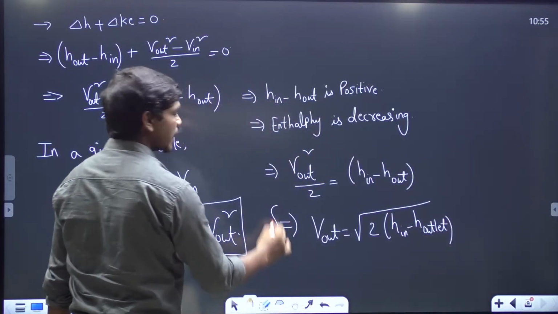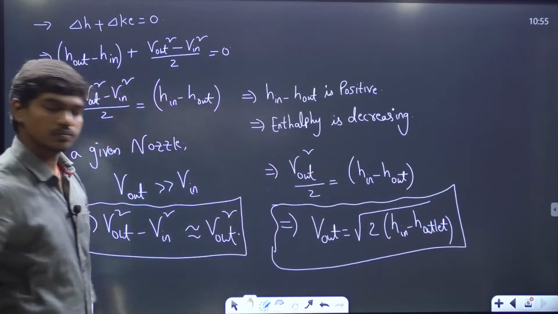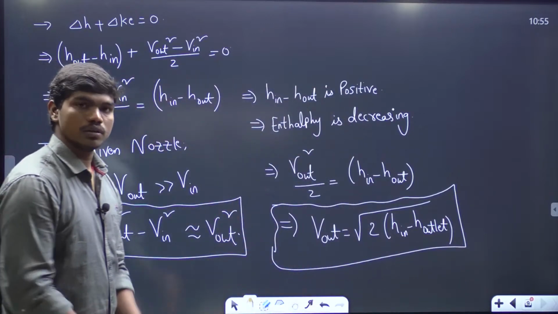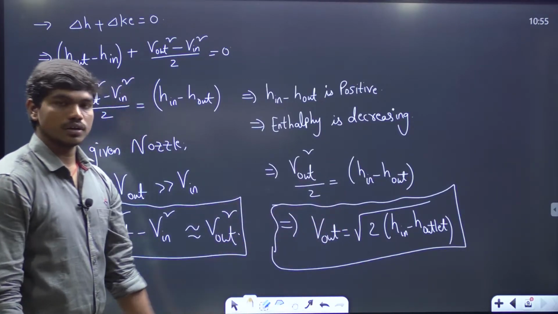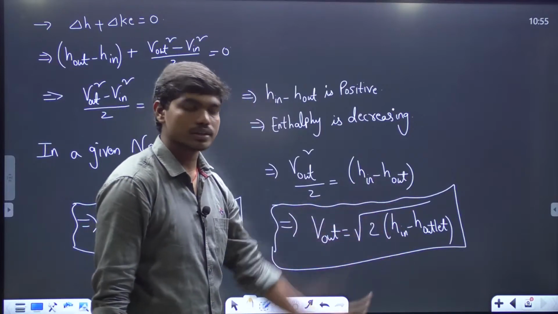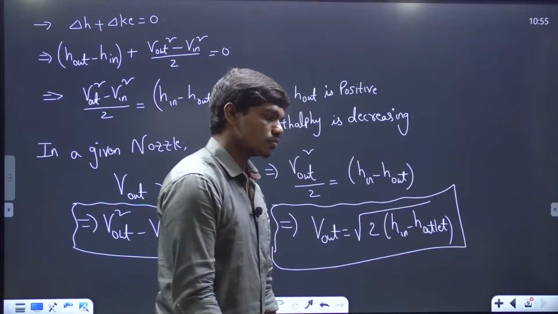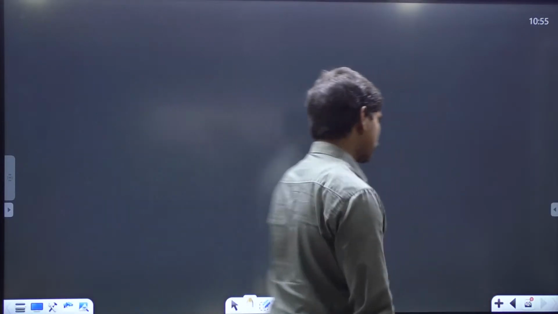Okay, so this is the expression for the outlet velocity of a nozzle. Clear to all of you? Basically, it's the square root of 2 times inlet minus outlet enthalpy. Now, if you want this in meters per second, you need to substitute this H inlet in joules per kg. Okay? So let us see that.